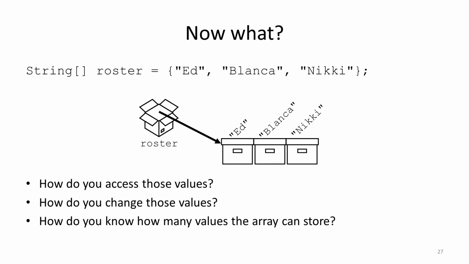Now what? The question you should be asking yourself is, how do we manage the array data? How do I access or get the value Ed or Blanca or Nikki? What if I wanted to change the value of Ed to something else? How do you know how many values the array can store? That has to deal with processing the array data. At this point, we can't answer any of those questions. We need more information about the array.